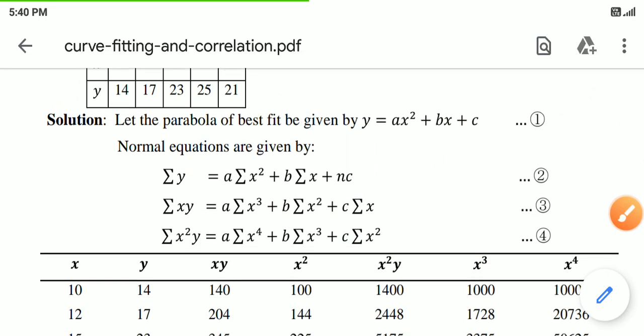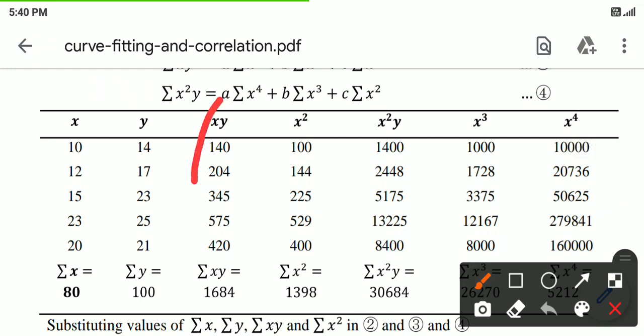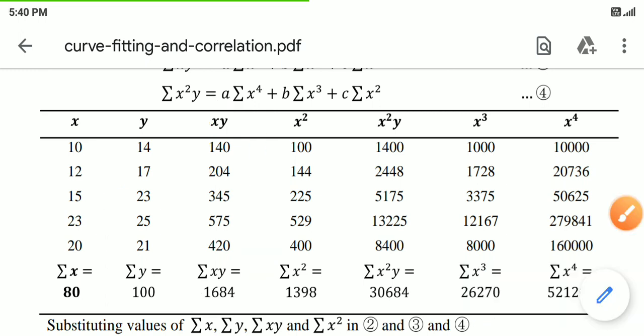In the third equation, what is summation of x into y? First of all you have to calculate x into y. Here this column is x into y. 10 multiplied by 14 is 140. 12 into 17 is 204. Similarly, all are multiplications, and the sum, summation x into y, is 1684.